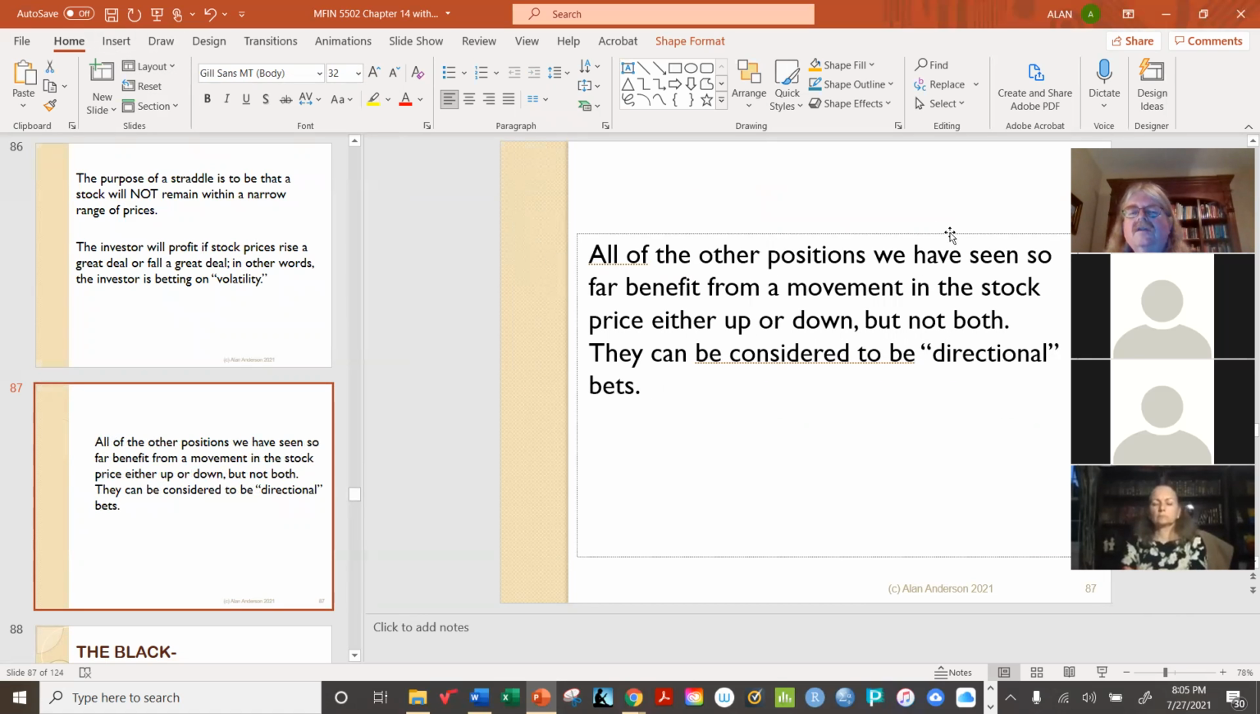All right, so there is no other set of securities where we can do this. It has to be done with options.